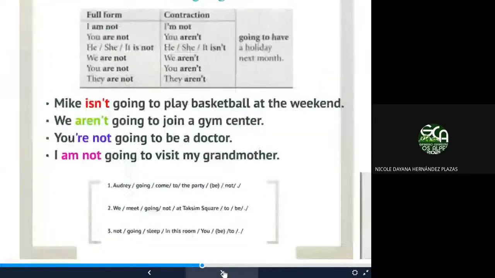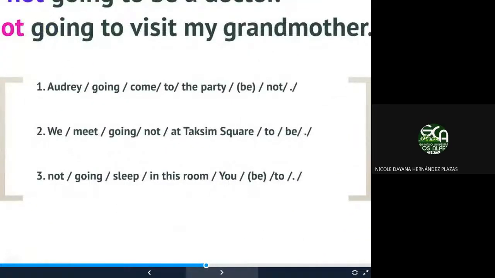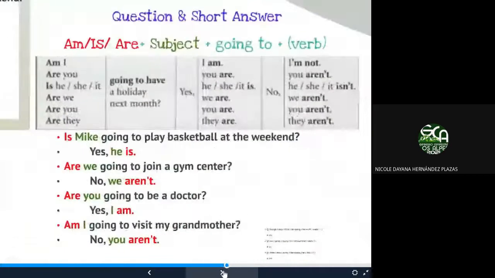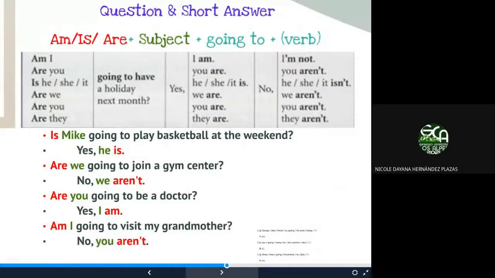Let's continue. We were doing the examples and so on. Okay, now, my dears, let's talk about questions and short answers. This is the interrogative form of be going to. In English, we have this main rule. What is the rule of questions? ¿Cuál es la regla en inglés con las preguntas?